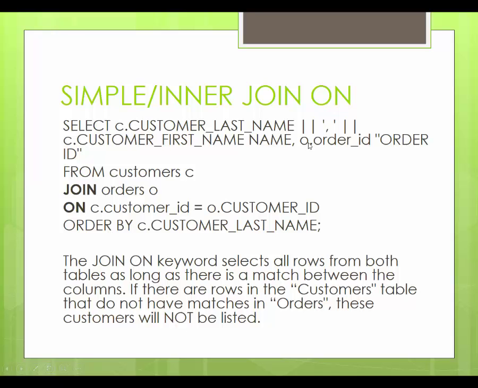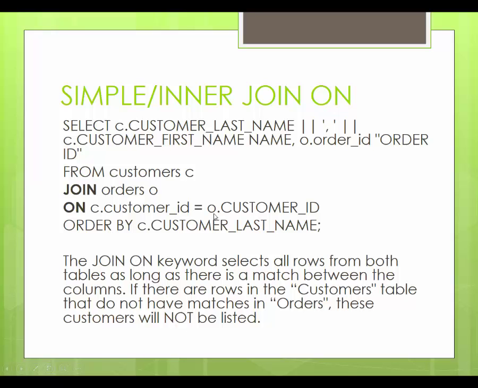Then we have O.order_ID. O means it's going to come from my orders. That is the alias for orders. .id is a fully qualified name. And then we have order ID. And then we come to our from clause. From customer C, we're going to join our orders on O. We're going to join on where my customer ID from my customer table equals my customer ID from my order table.